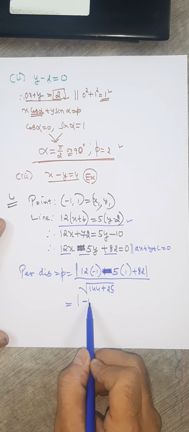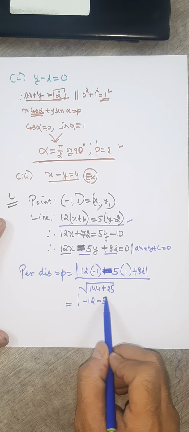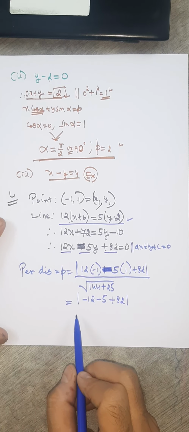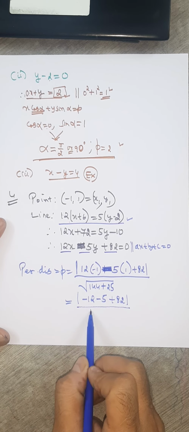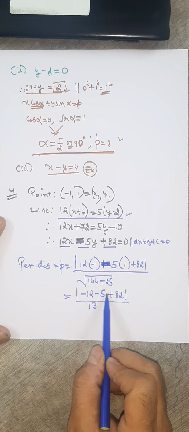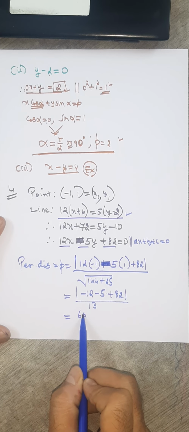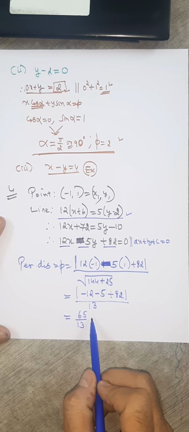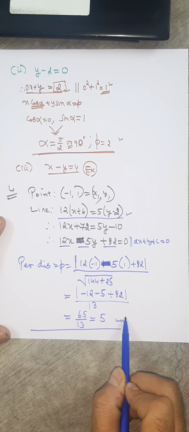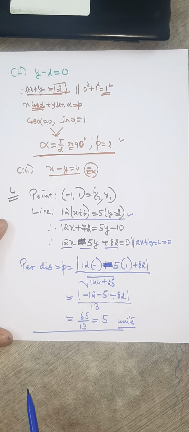Now this is minus 12. This is minus 5. This is how much? 82. Right? Upon this, which is 169, which is 13. So from this, this is minus 17, so I'll get 65 by 13. Modulus is there, so you have 5 units. If you want, you can just write the perpendicular distance equals 5 units.